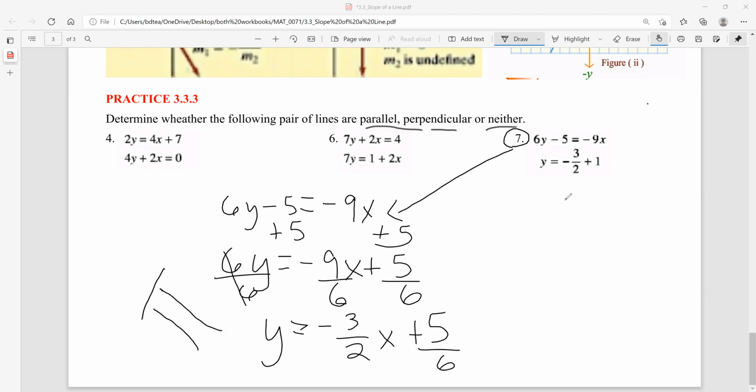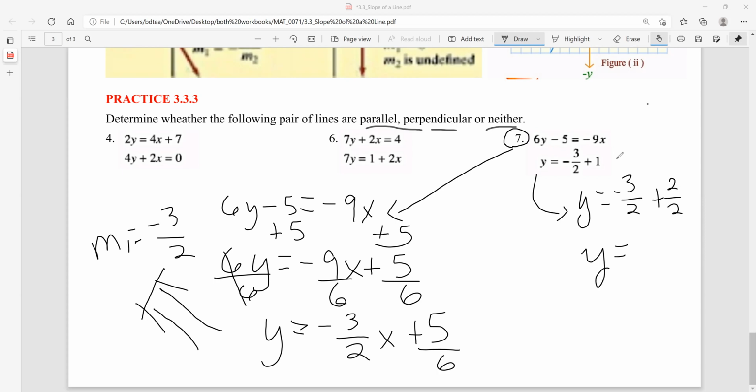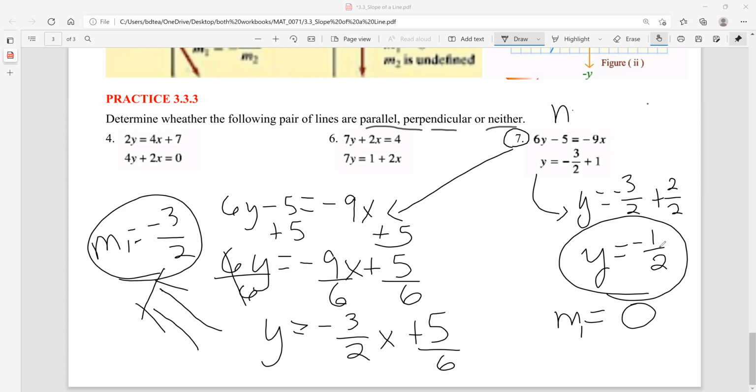So the slope of line 1 is negative 3 halves. Let's look at here. I think this should be an x there, but I'm not going to just put an x there, because if you were doing the worksheet on your own, then you wouldn't put an x there. But let's just say y equals negative 1 half, which is fine. The slope of a horizontal line is 0. So the slope of this horizontal line is 0 because there's no x, and the slope of the other is negative 3 halves. So for here, it's neither.